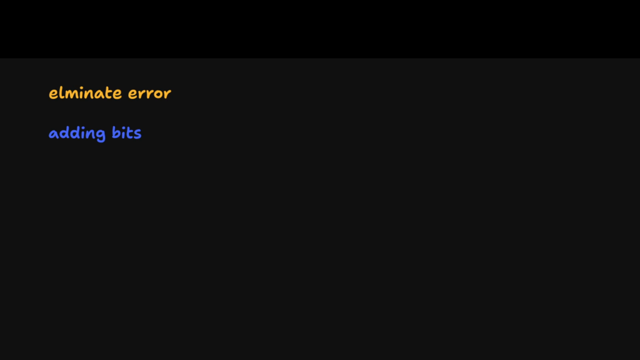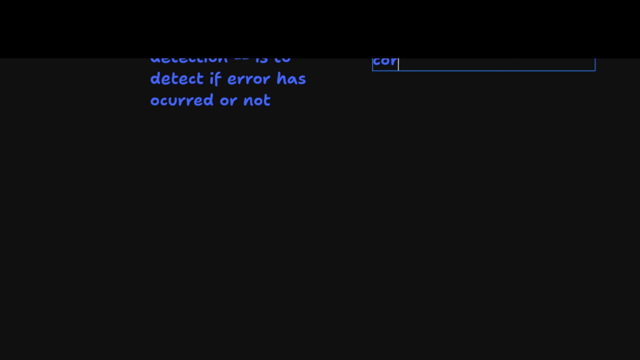Forward error correction versus retransmission. What we said is, detection is to detect whether an error has occurred or not, and correction is when we are going to correct the bits.